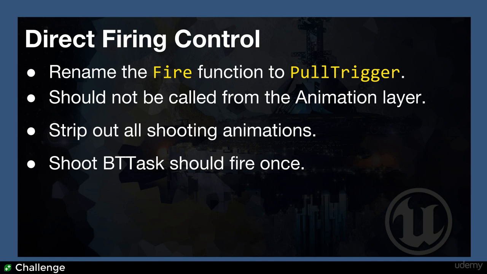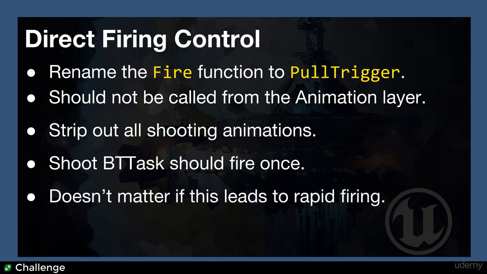And you will notice that if you do that, it will lead to rapid firing because of the way that our blueprint, our behavior tree is set up. And that's fine. For now, it's fine. We're going to look at how to make things into rapid burst firing in the next lecture. But for now, it's enough to get the shoot BT task to fire exactly once. So go ahead and have a go at this challenge.